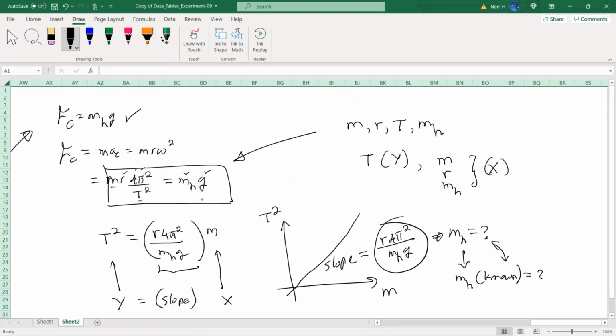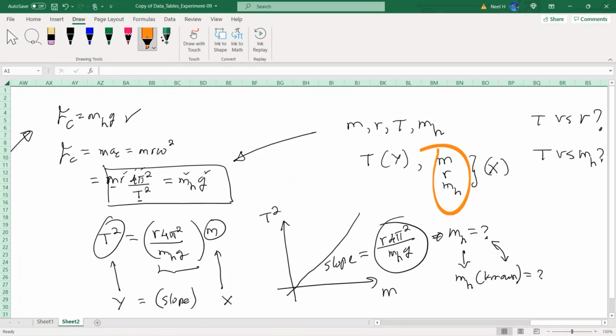As a result, using the same setup, we can investigate at least three different variations. One is T versus m. Then we can check what happens if I do T versus r. Then we can check what happens if I do T versus m_h. So three different variations we can investigate, with T always being the period of oscillation, which changes itself if I change any of the other three variables. Okay. So that's the overall picture and the plan for today's experiment.